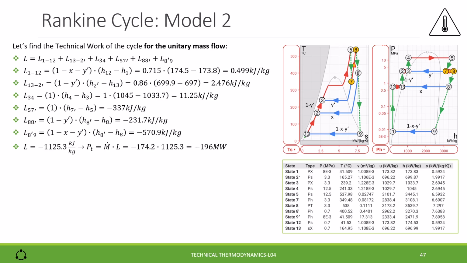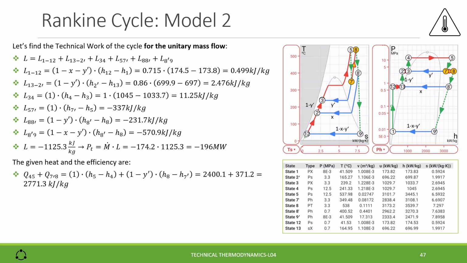The corresponding power is the product of the mass flow and the work, and it is negative 196 megawatt. The given heat is the sum of the heat of the transformation 4,5 and the heat over the transformation 7 prime 8, that is the reheating process. The result is 2771.3 kJ per kilogram. The thermodynamic efficiency is the ratio among the work and the given heat, and it is 40.6%.